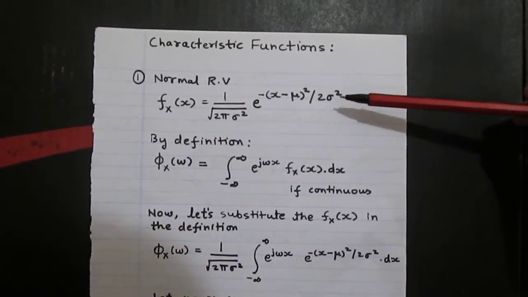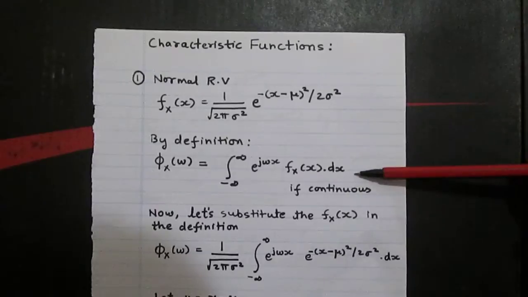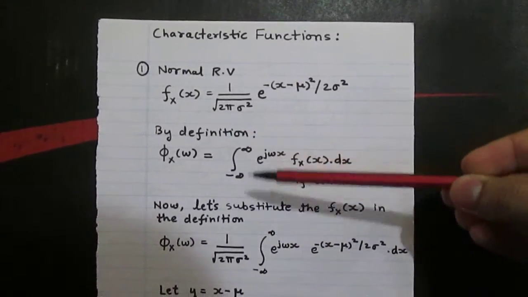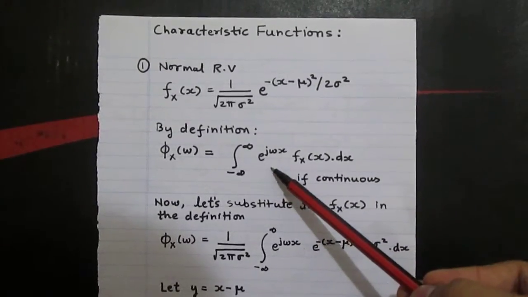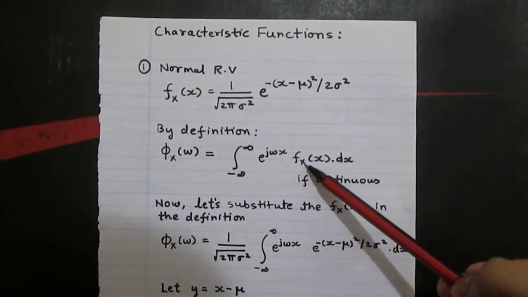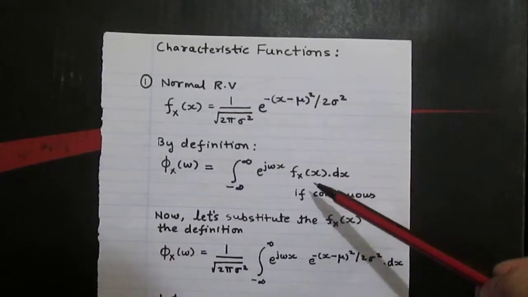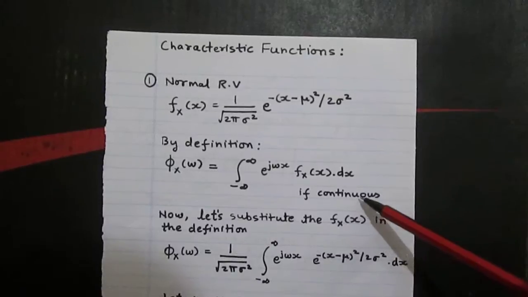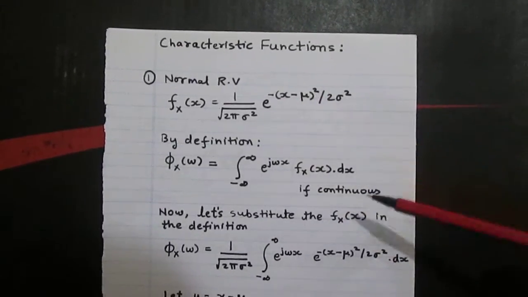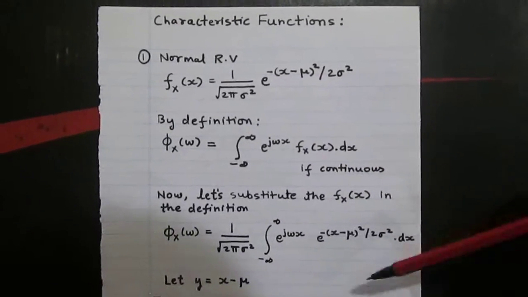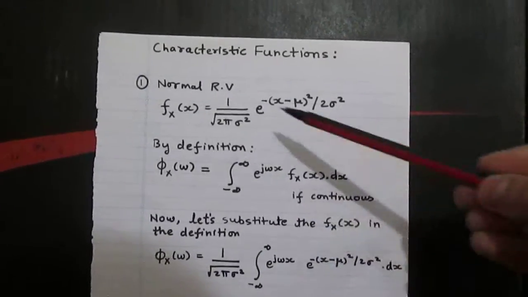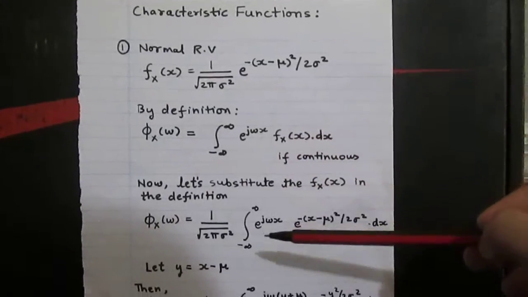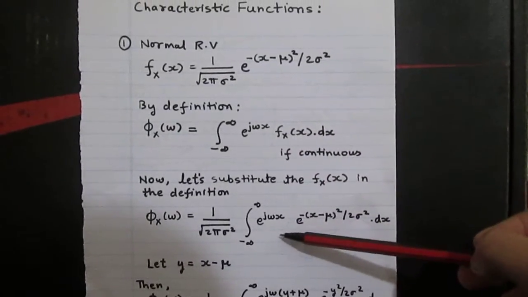Now the characteristic function definition is given by this formula, which is an integral from minus infinity to plus infinity e power j omega x times the probability density function if the random variable is continuous, which in our case is a normal random variable, which is continuous. So now let's substitute this fX of x in this equation. So what we get can be seen in this equation right here.